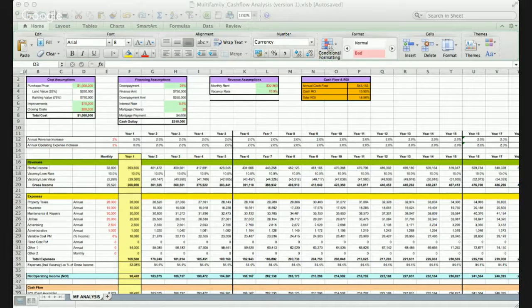So you can then see that 10% of 15,200 is $1,520 a month in vacancy loss. Now what is 10% of 27 units? Well, that means that 2.7 units each month will be vacant.